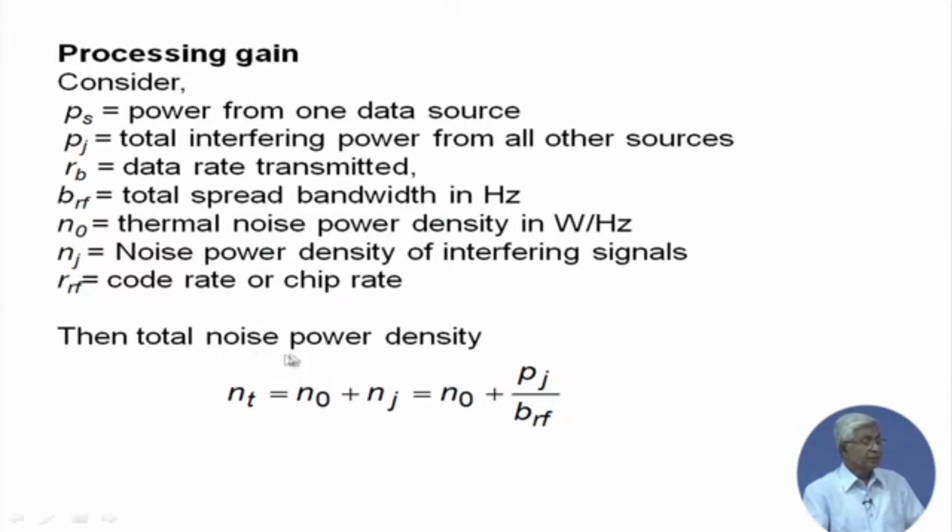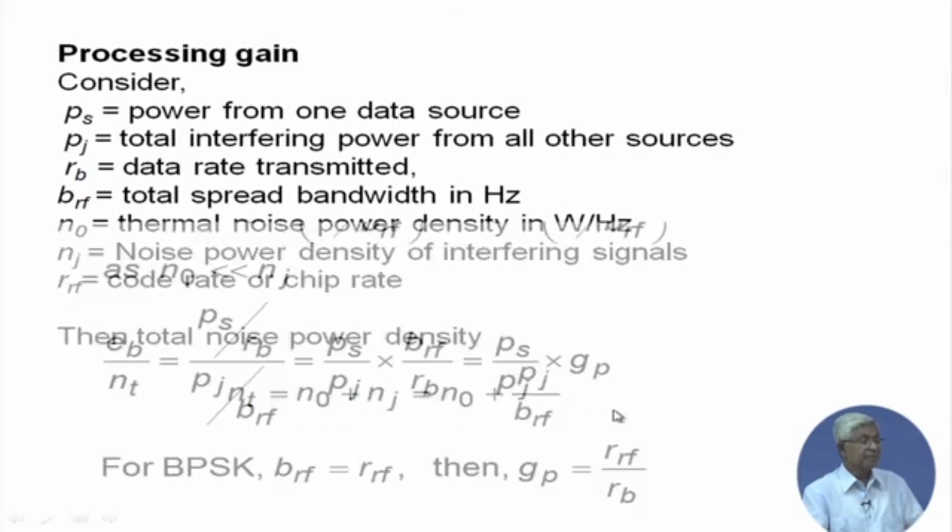Now total noise power density, if we call NT, that is thermal noise of the source at the receiver, thermal noise of the source and the jamming noise. Jamming noise in this case is interfering noise, that is NJ. And what is NJ? NJ is PJ by BRF over the bandwidth. That is noise power density over the bandwidth. So total jamming power divided by the bandwidth, jamming power or interfering power. So NT is equal to N0 plus PJ by BRF.